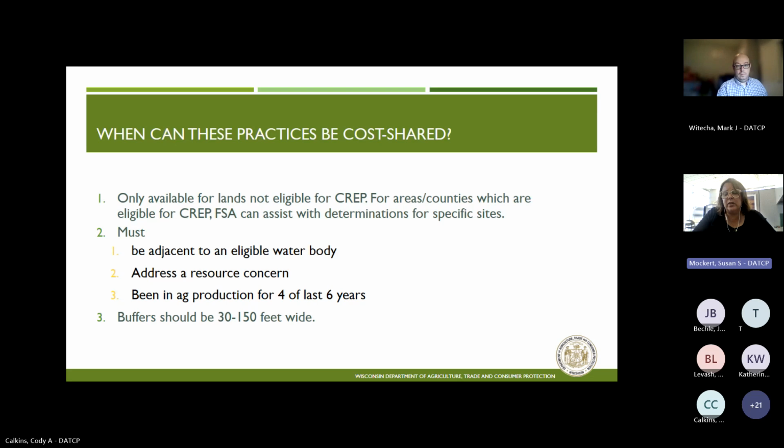Slight difference from this and CREP is that the determination of 4 to 6 years is based on the publication of the last farm bill for CREP, which was 2018. For harvestable buffers, it is the most current years. And the buffers should be 30 to 150 feet wide. Next slide, please.